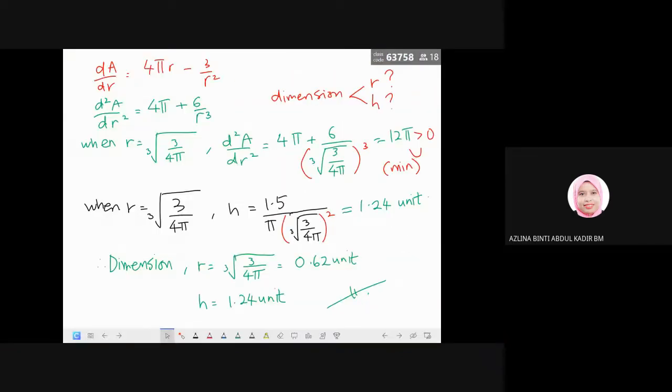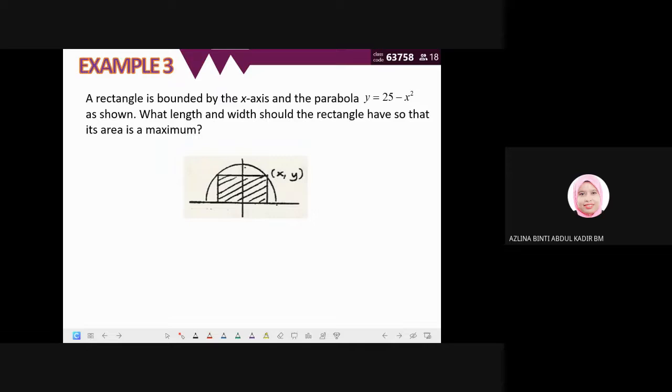Example 3. A rectangle is bounded by the x-axis and the parabola y is equals to 25 minus x squared. This one is parabola. Okay. Shown. What length and width should the rectangle have so that its area is maximum? Area is maximum.